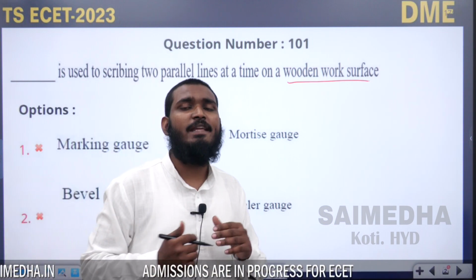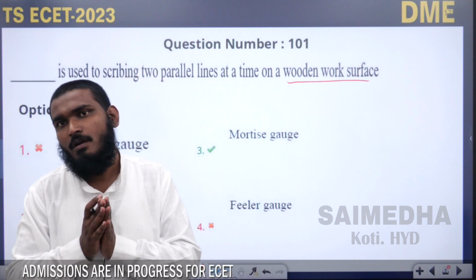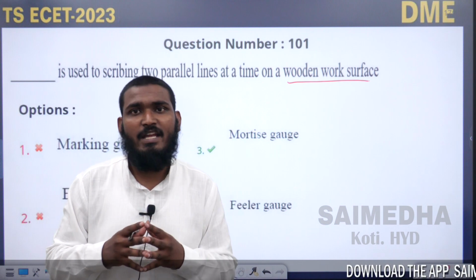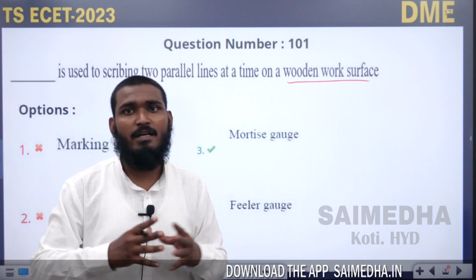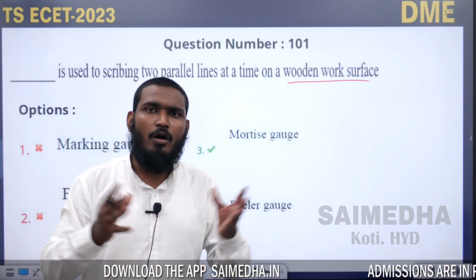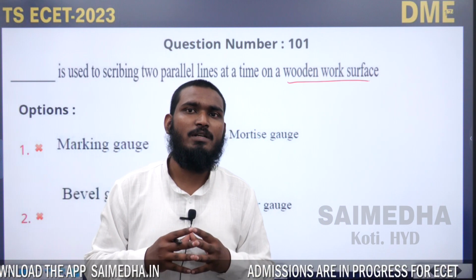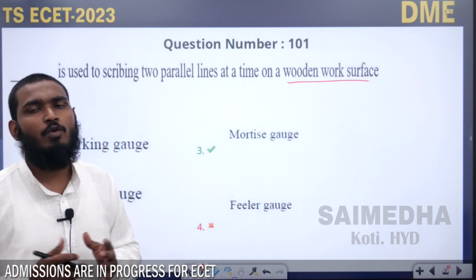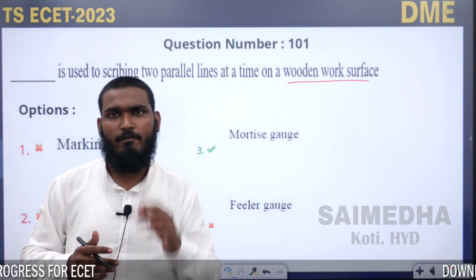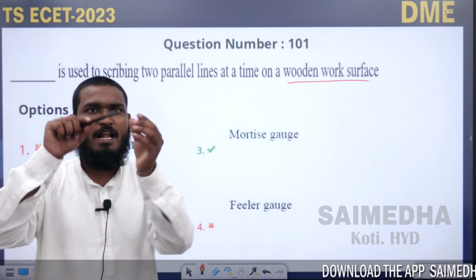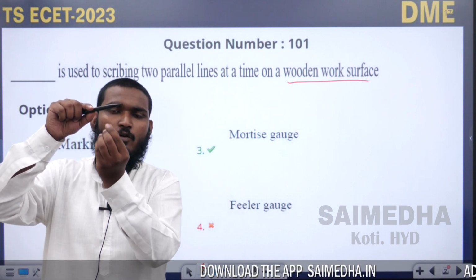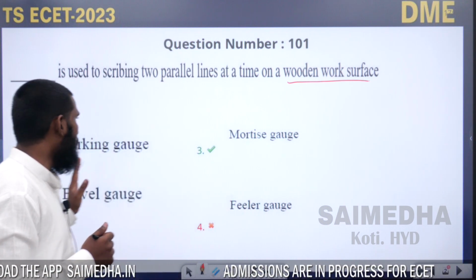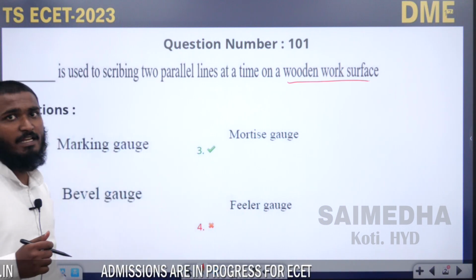Similarly, in the case of marking tools, what do we have? Straight edge, try-square, bevel square, combination square, marking gauge, mortise gauge, divider, trammel. All this comes under marking tools. A marking gauge has only one pin, so we can mark only one line. What are the options? Marking gauge, bevel gauge, feeler gauge, mortise gauge.